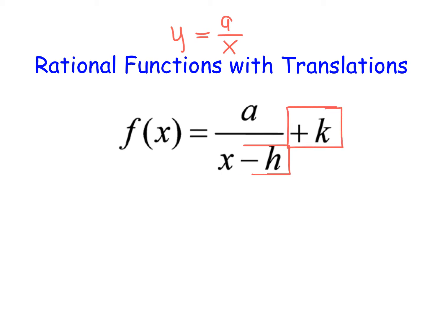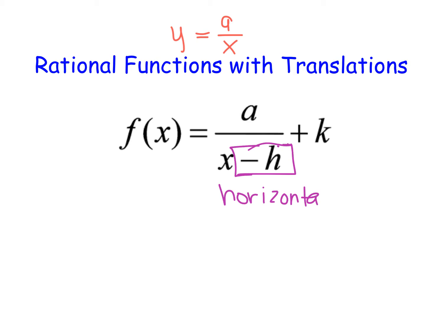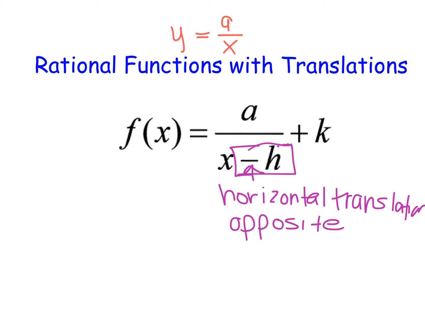Hopefully you're remembering h and k and how translations work from previous graph types, because h and k work exactly the same here as they did before. So here we have our k value and our h value. H being a value that is down here with x is going to be a horizontal translation. The reason it has that negative sign is because, just like in previous graphs, it works opposite of what we expect. So if it's negative, it's going to move to the right. If it's positive, it's going to move to the left.